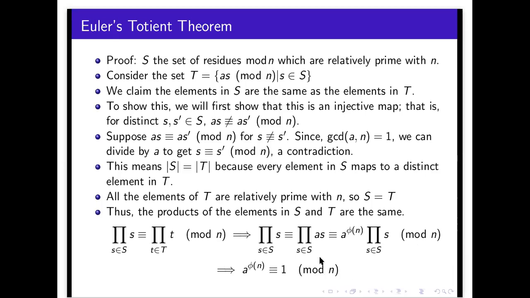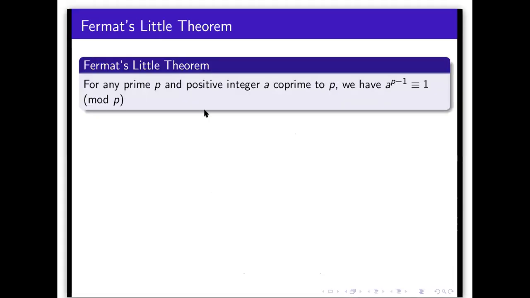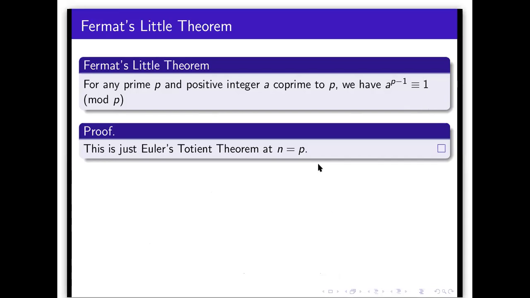Okay, so there's another thing for primes. For Euler's totient function, if we plug in a prime number, we get an even simpler theorem that says if you have a positive integer a that's coprime to p, then a to the p minus 1 is 1 mod p. This is just a direct result of Euler's totient theorem when you plug in n as a prime. But it's important because it's a lot simpler form than the general one.